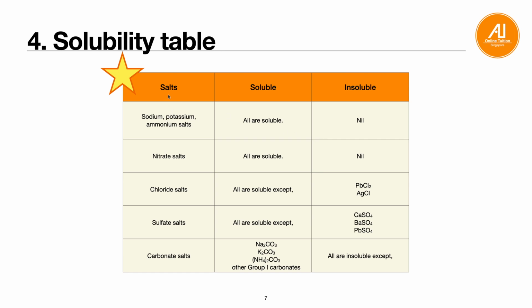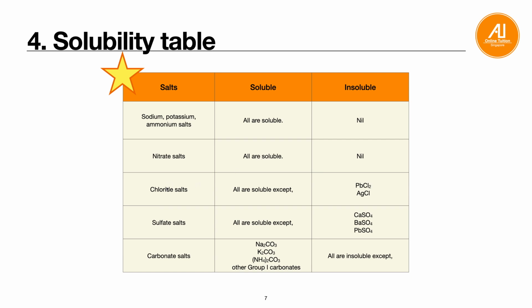Okay, next one, the last table that you need to memorize is your solubility table. So this tells you the solubility of the salts. For the first row, all sodium, potassium, and ammonium salts are all soluble. It doesn't matter if it's sodium hydroxide, sodium nitrate, sodium sulfate, or whatever, it will all be soluble. Nitrates as well, all nitrates are soluble, meaning it can be copper nitrate, iron nitrate, silver nitrate. All of them will be soluble.